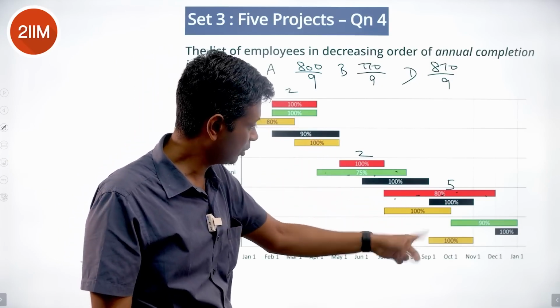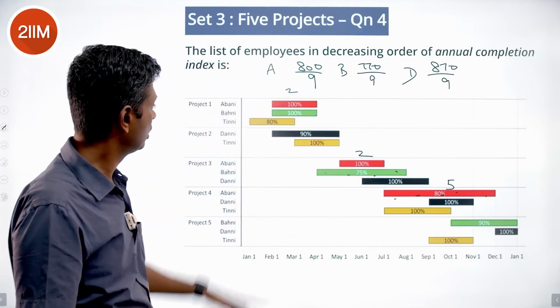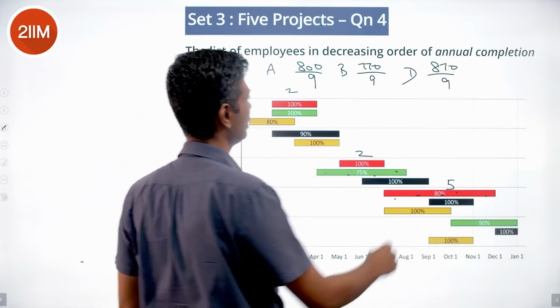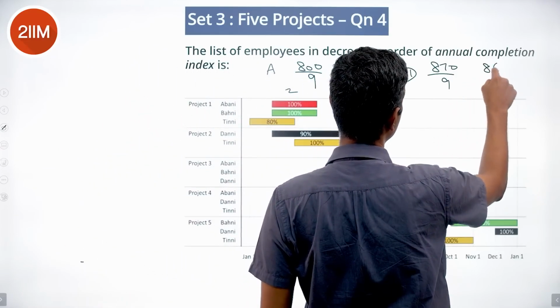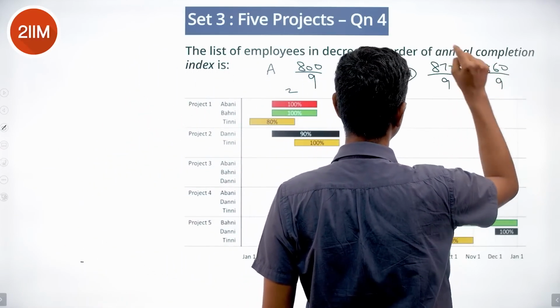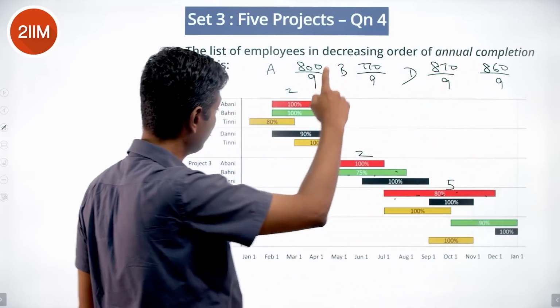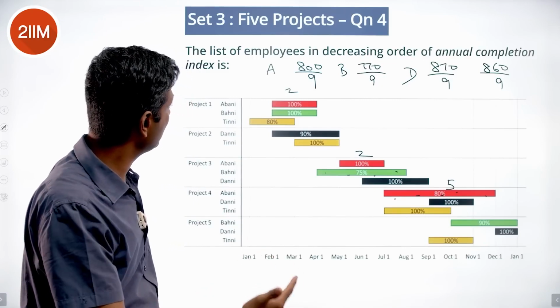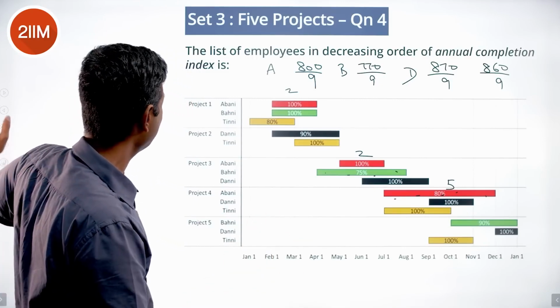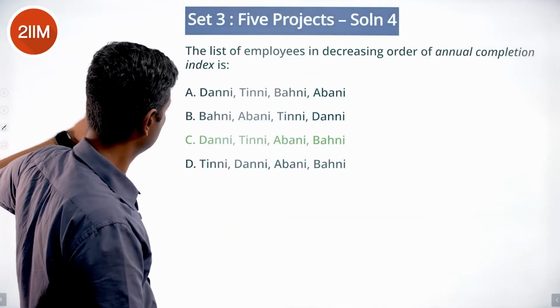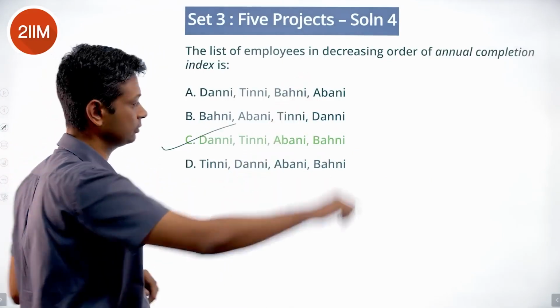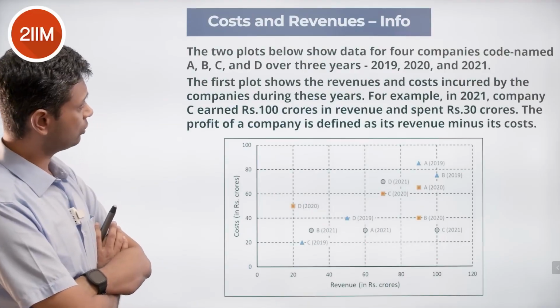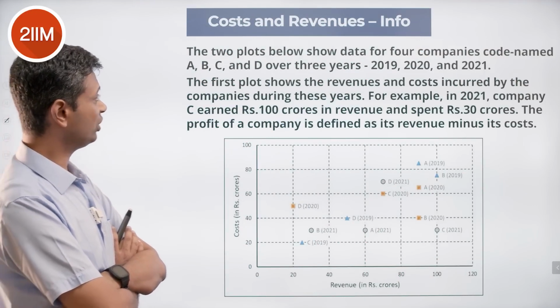2 plus 3, 5 plus 2, 7. 700 plus 160. So this is 860 by 9. 870 by 9 and 860 by 9. So Dhoni, Tinni, Abani, Bahni. DTAB. Yep, DTAB. Done.